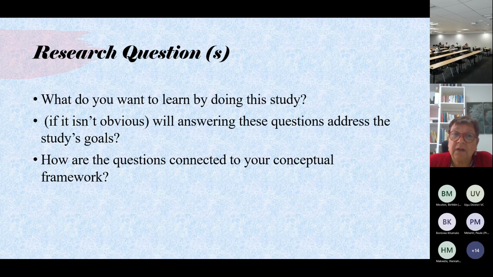And if it isn't obvious, you'll have to ask yourself, will answering the questions that you've come up with address the study's goals? Because often we formulate questions and they are too broad, a very, very common issue. It's like you have to solve the problems of the whole world with this one question. The more specific you can be, the more focused your study will be, and the more possible it will be for you to complete it. And then an important part is, in the form of that Z that I was showing you, how are the questions connected to your conceptual framework?